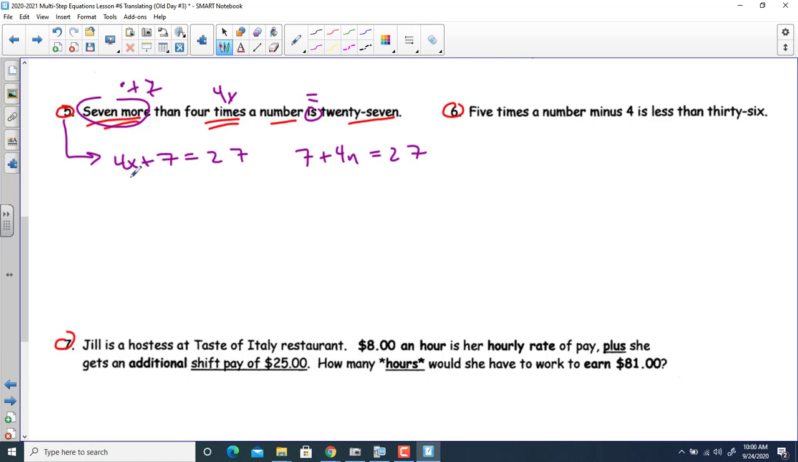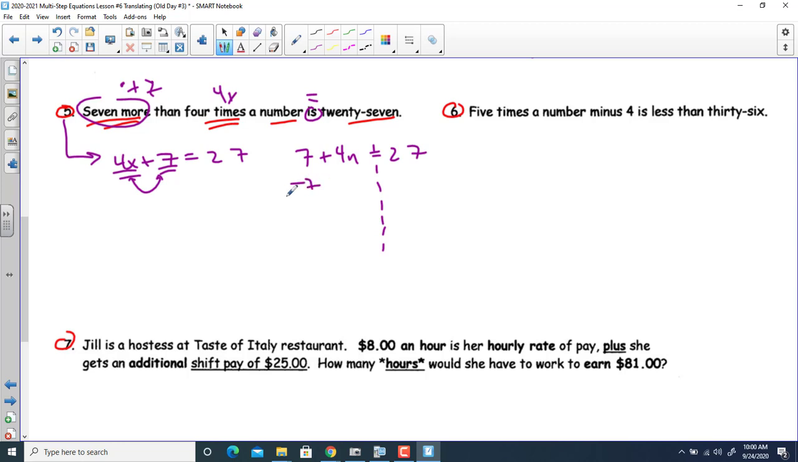Had you chosen to reverse the order of 4x and 7, the variable term and the numerical term, you're simply using the commutative property of addition. And it's important that you recognize that because we will see that a lot as we get into more complex situations moving forward. So that is the commutative property of addition. To commute means to move or change your position. You can change the position of the amounts being added or multiplied within an expression. You will not change the value of the expression.